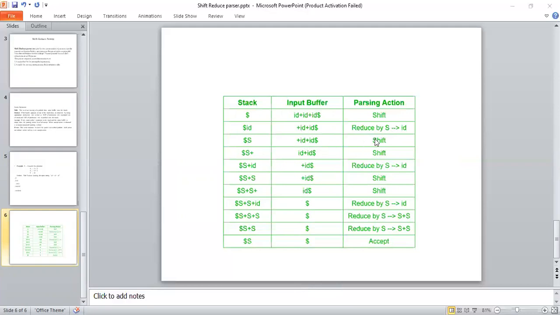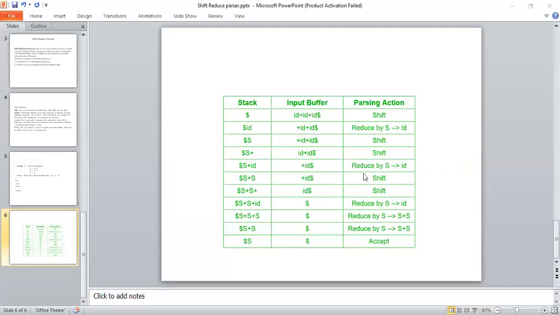Again I'm doing an operation called shift, so that this plus is coming on the top of the stack. So now my stack is dollar S plus, and my input string is id plus id dollar. Again I'm performing the shift operation, so that this id is pushed into the stack. Now my stack contains dollar S plus id, and my input buffer contains plus id dollar.